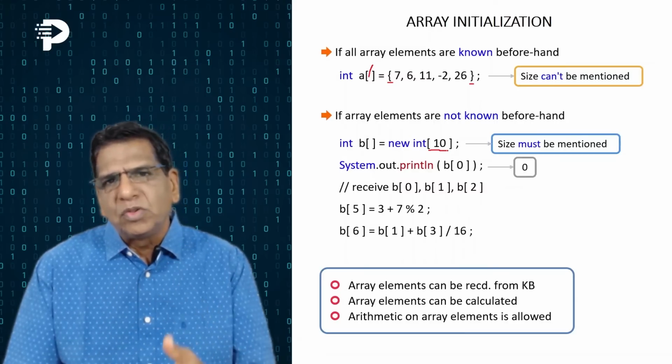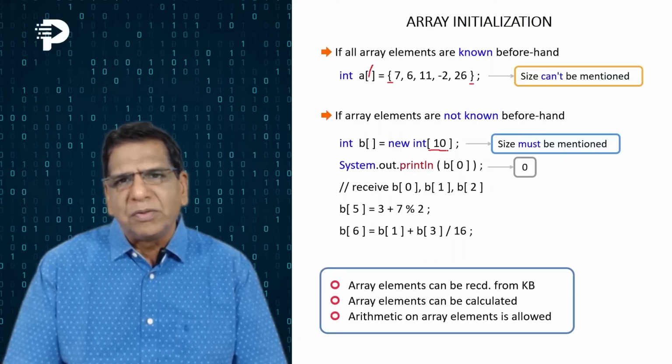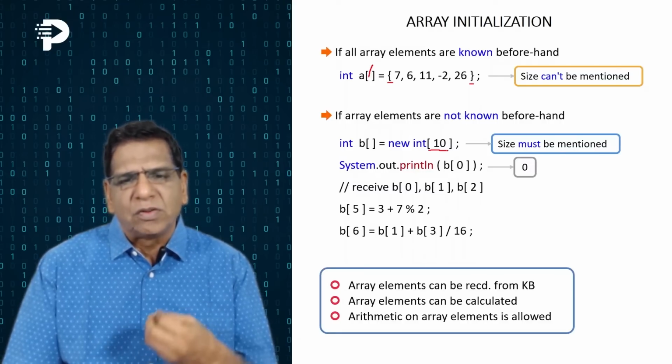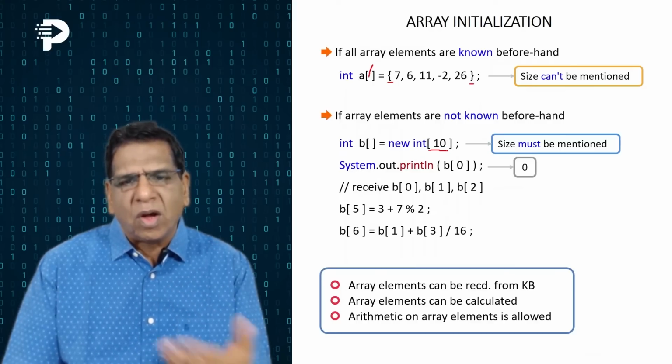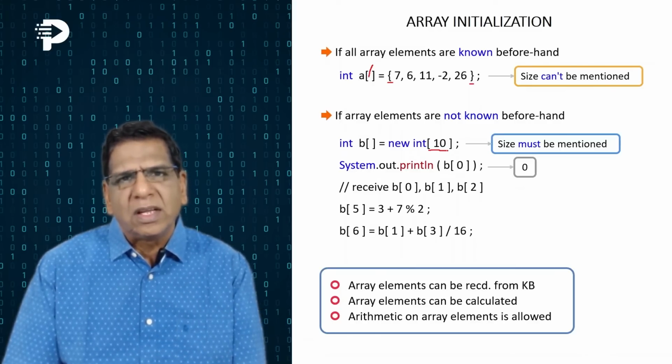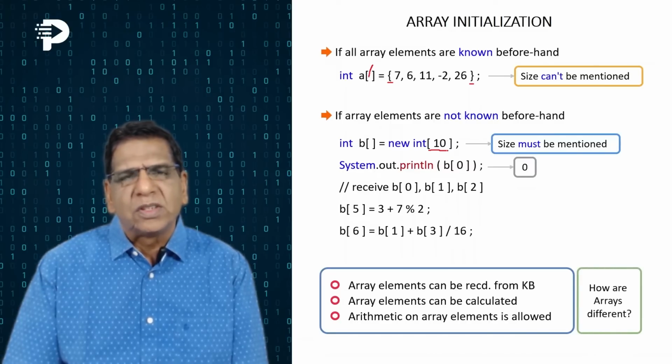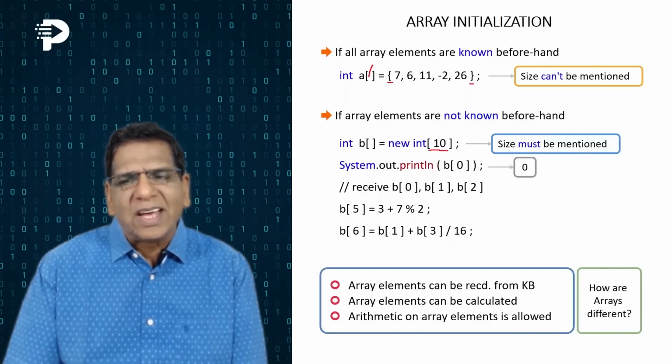So this seems to be the recipe for even normal variables. Normal variables can be received from keyboard, they can be even calculated, or they can also be involved in any arithmetic. So the question comes as to how is the array different then? Well, let's try to figure that out.